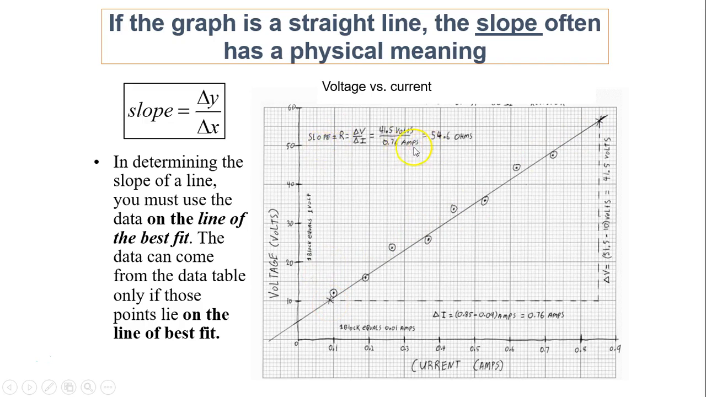So here is the case. Slope is change of V divided by change of I. Change of V is the dependent, that's your vertical, divided by change of I, that's your independent. And this difference is 41.5, and the difference in the horizontal is 0.76. So this is exactly how you should calculate slope in your lab report.